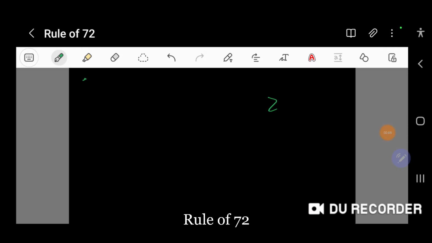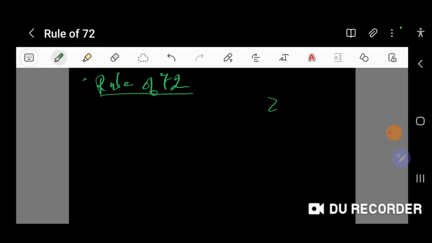Today we are going to discuss the rule of 72. What is the rule of 72? The rule of 72 is used in finance quite often. If you invest a certain amount of money, the rule of 72 tells you how many years it might take for your money to double, given the prevailing interest rates.